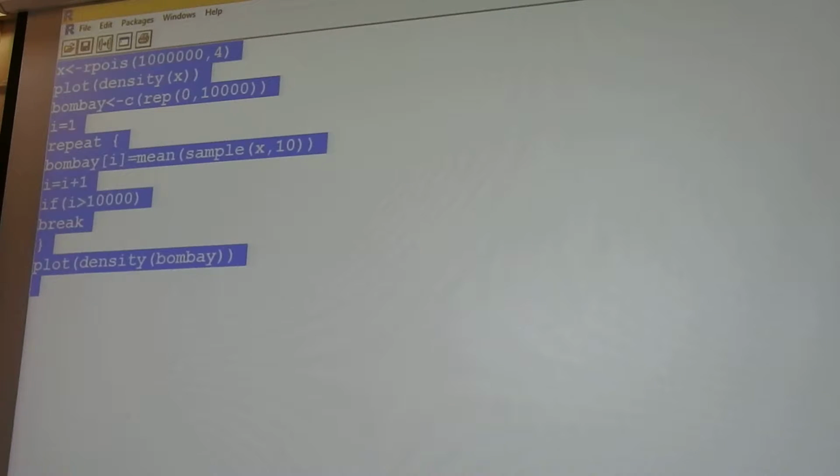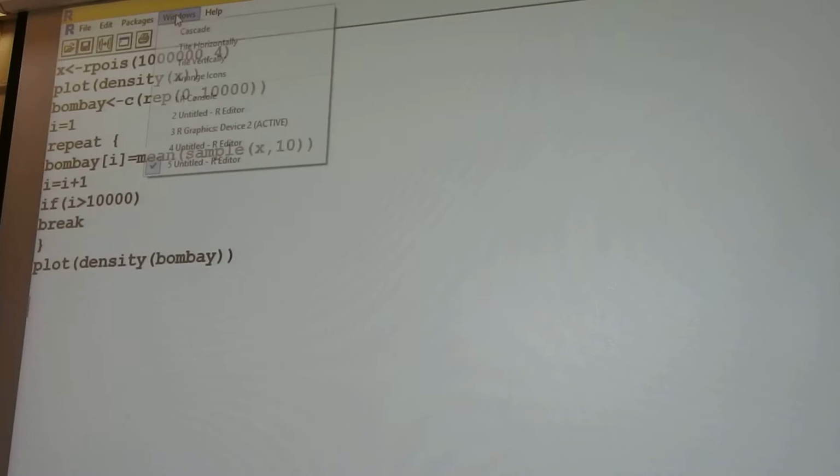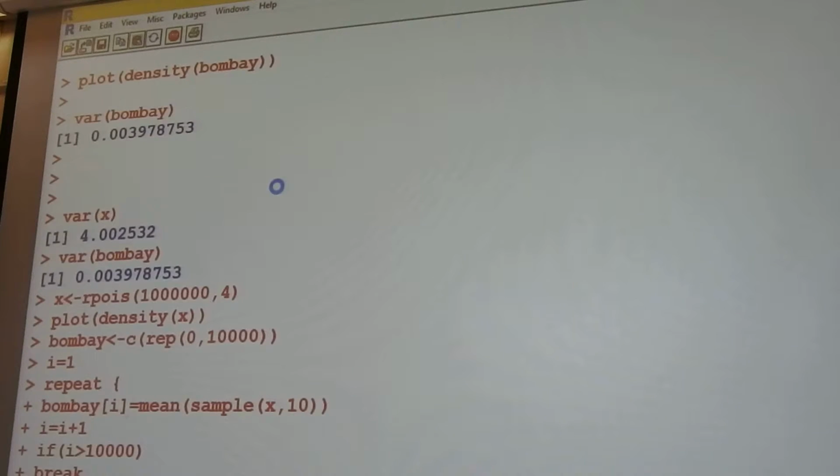So let me look at the distribution. Still doing it. Slow. I'm not used to such a slow computer.